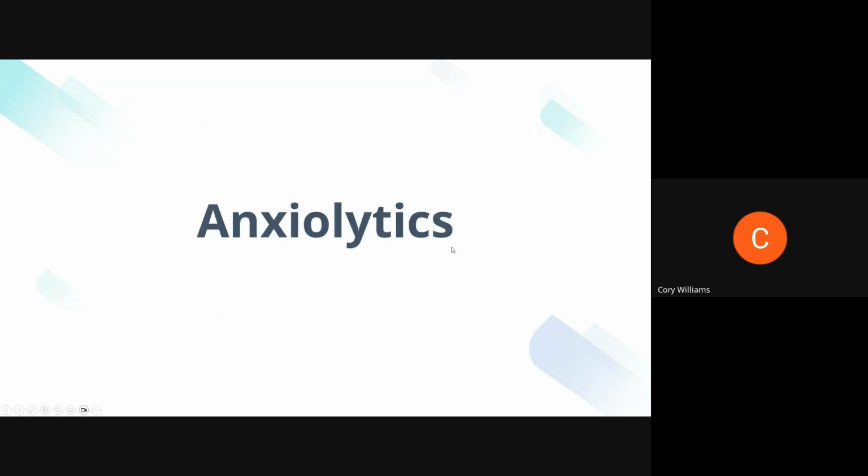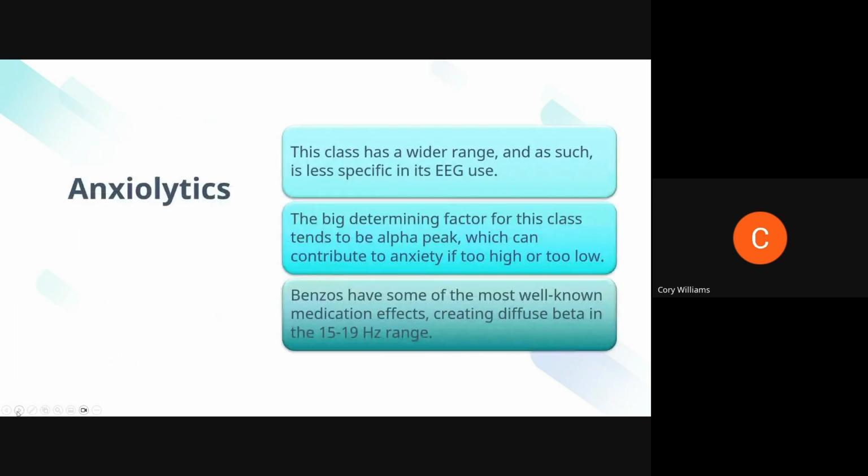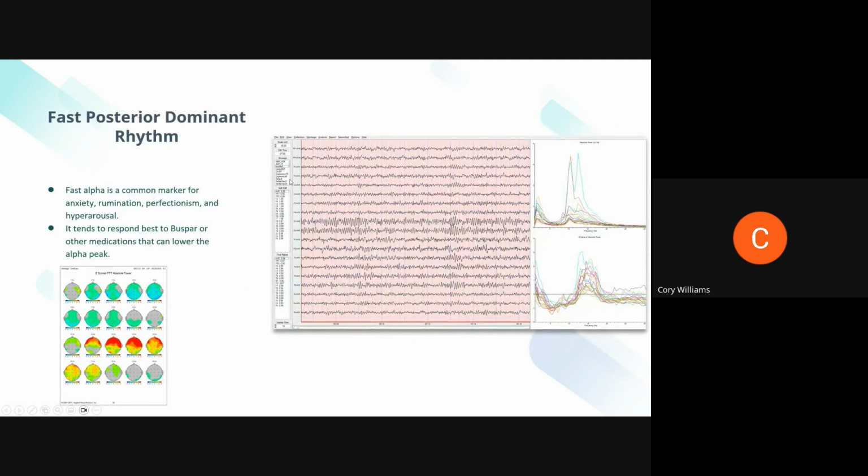Next up, we're going to talk about anxiolytics. Now, this is a really broad class of medication. The big thing that we look at with anxiolytics and when to recommend them or not is based on the alpha peak frequency. So that's what you measure in eyes closed. How fast is someone's alpha activity? And we're also going to show an image of what's called benzotoxicity. Benzos have one of the most well-documented medication effects in that they increase beta activity. So we'll get to look at that too.